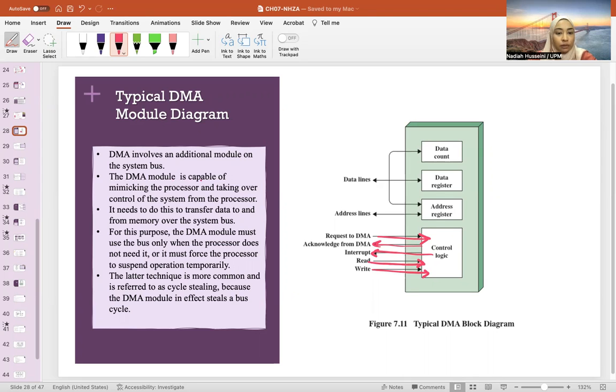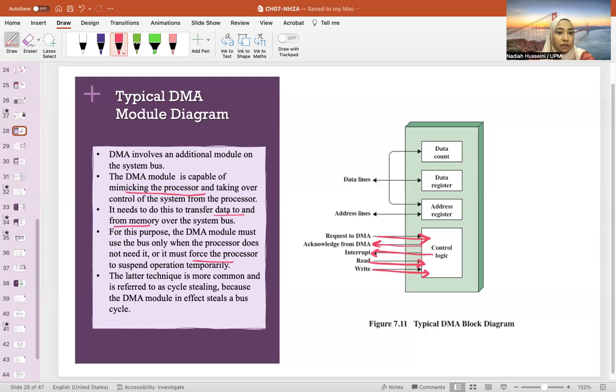The DMA module is capable of mimicking the processor, which is why it can take over the control of the system. It needs to do this to transfer data to and from the memory over the system bus. So basically it has to act like a processor. For this purpose, the DMA module must use the bus only when the processor is not using it. So how does it know when the processor is not using it? We will discuss this. Or it must force the processor to suspend operation temporarily.